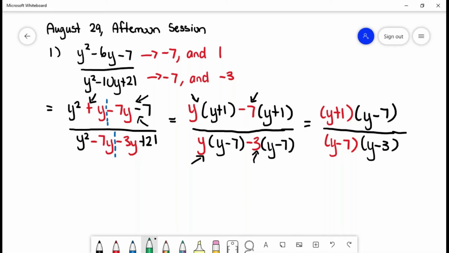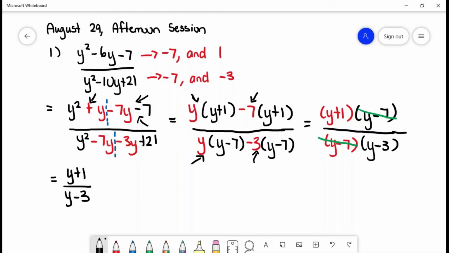And finally, we're getting to the actual simplification of our rational expression. We're going to be simplifying common terms in both the numerator and the denominator. As you can see, we have a y minus 7 in the numerator and a y minus 7 in the denominator. So I'm going to cancel out y minus 7 in both the numerator and denominator. This leaves us with y plus 1 divided by y minus 3. This is exactly what our answer would be when we simplify this rational expression. So we're done with the simplification for this problem.